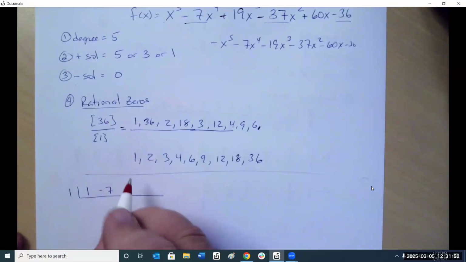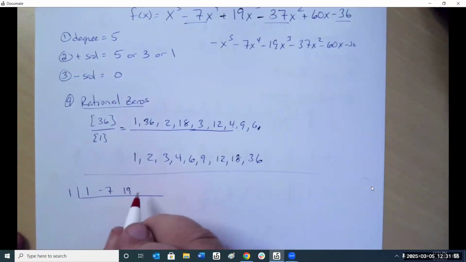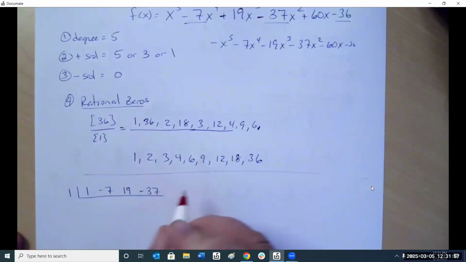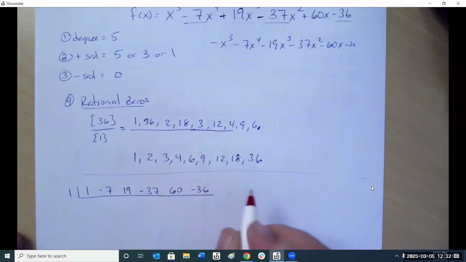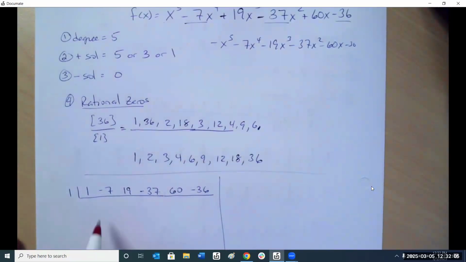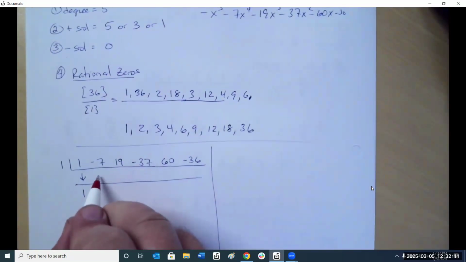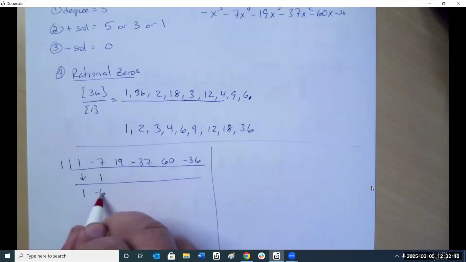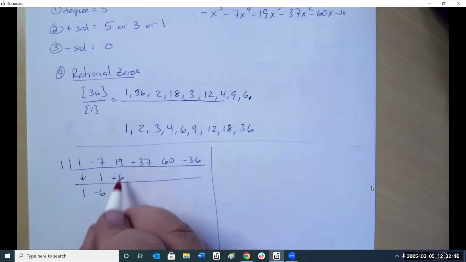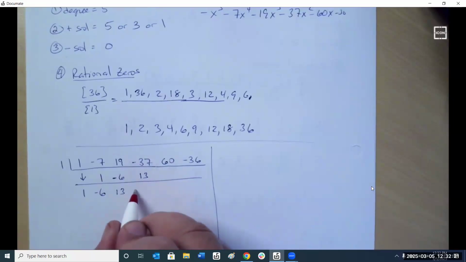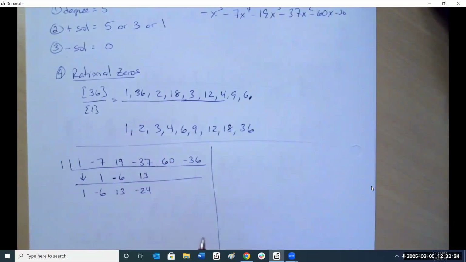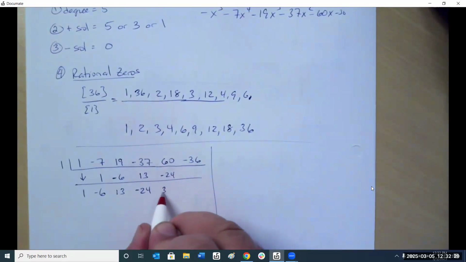1, -7, 19, -37, 60, -36. -7 plus 1 is -6. 19 minus 6 is 13. 37 minus 13 is 24. 60 minus 24 is 36.